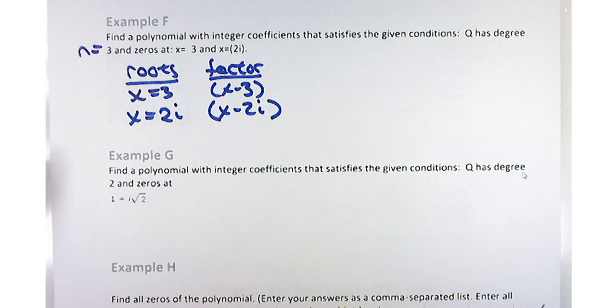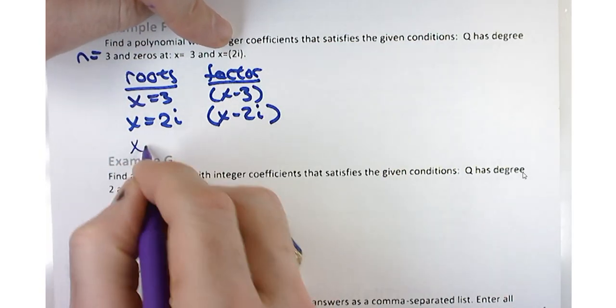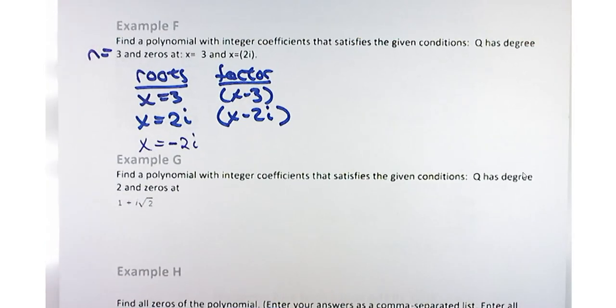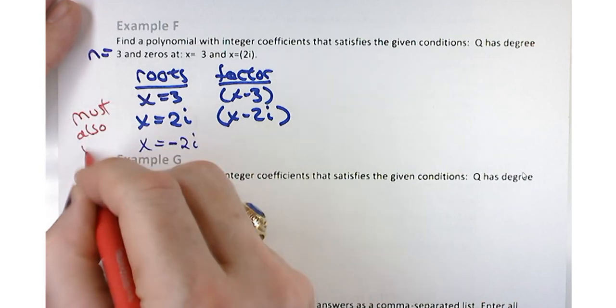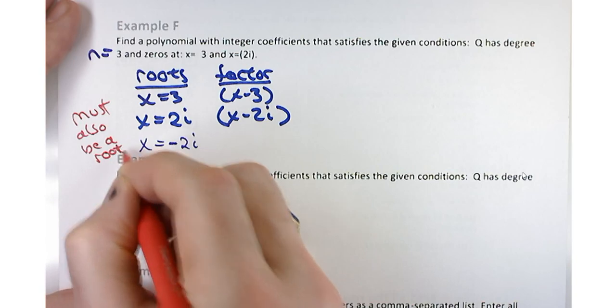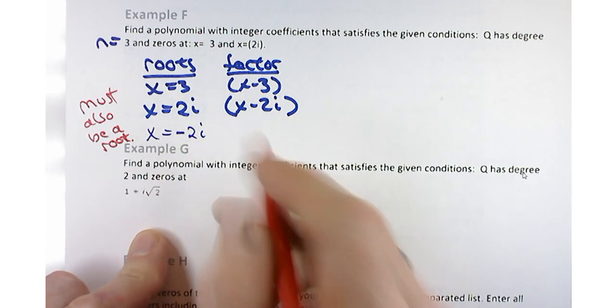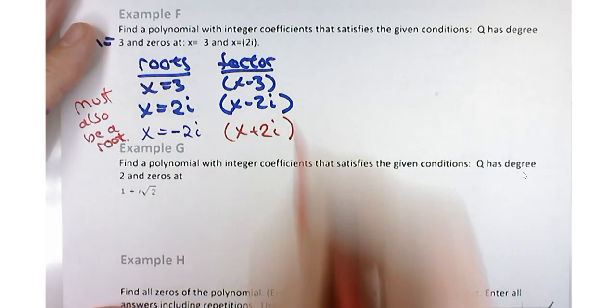And that's all they tell me, but there's something else that's implied. If x equals 2i is a root, then x equals negative 2i is also a root. And that's something that you get from the imaginary zeros theorem. So this one must also be a root. And the point of a problem like this is for you to realize that that has to be a root. And if that's a root, Annie, what would be the corresponding factor there? x plus 2i. Perfect, x plus 2i.